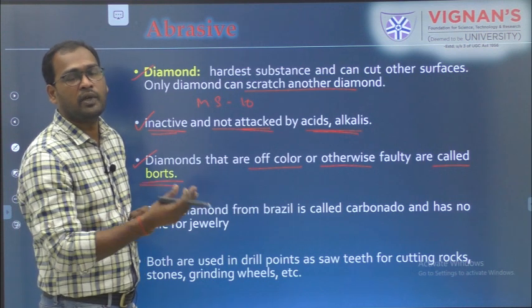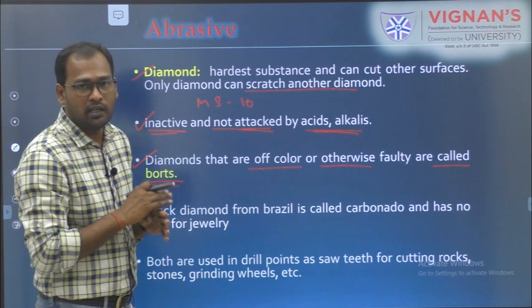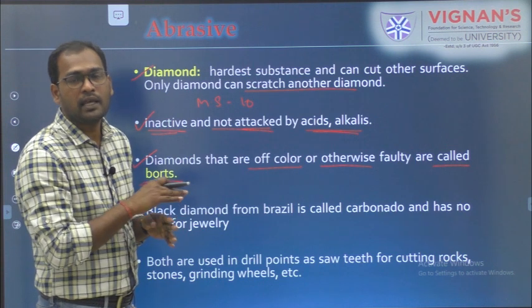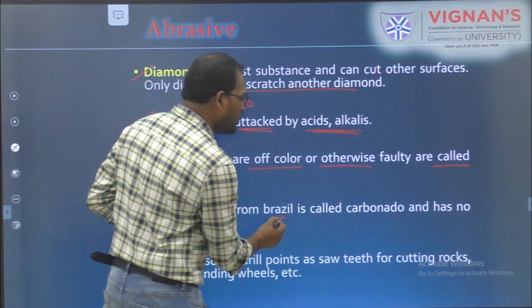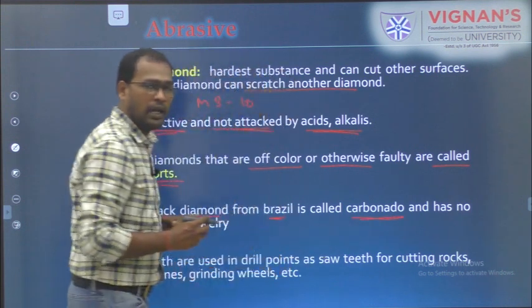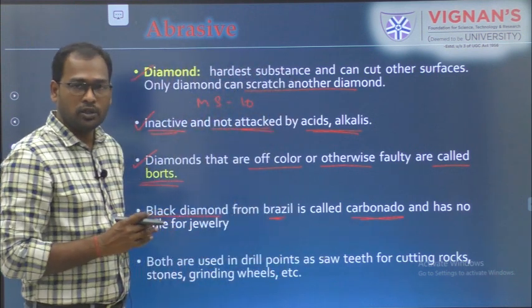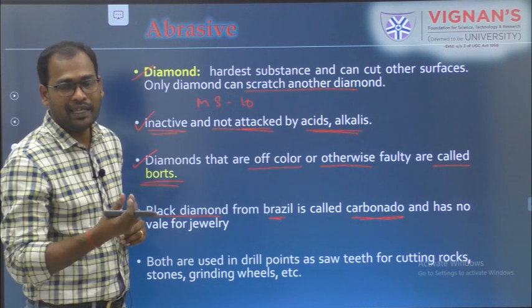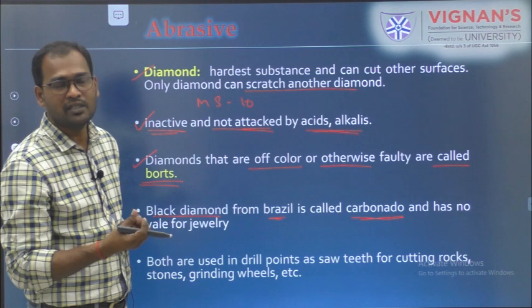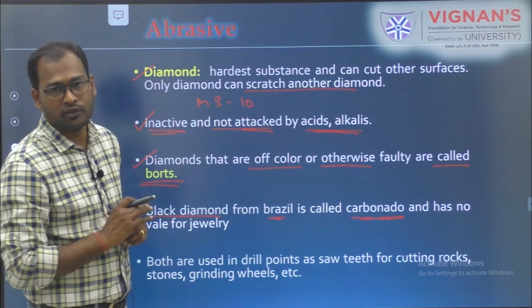Okay, and they have been used as cutting machines, or they are used as abrasives. And there is another one, black diamond, which is found in Brazil, called carbonado. So they are also a kind of diamond, but of less quality, and these are the two types of diamonds which are used as abrasive materials.